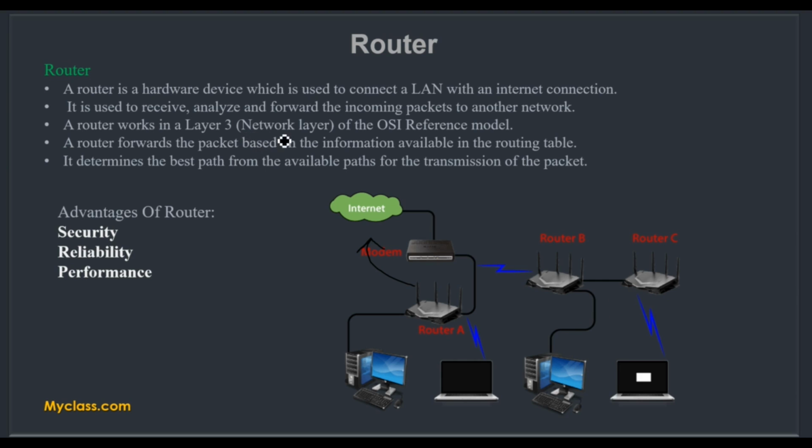A router works at layer 3 of the OSI reference model, that is the network layer, which we are going to discuss in the next videos. A router forwards the packet based on the information available in the routing table. So routers are handling packets. It determines the best path. Actually, what is a router doing? It selects the best path for the messages to the destination. That is its main working: it checks the best route for that particular message. The advantages of routers are security, reliability and performance.